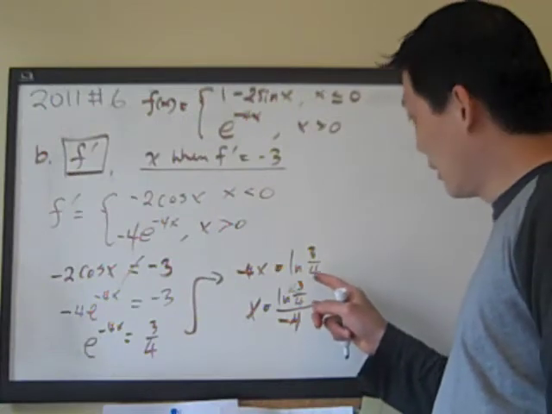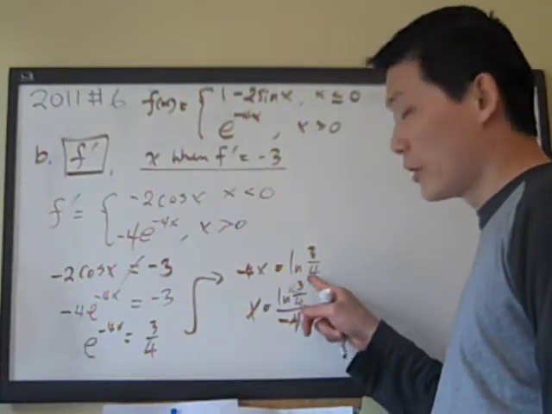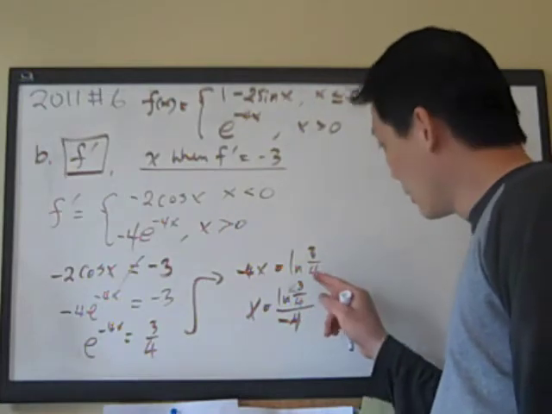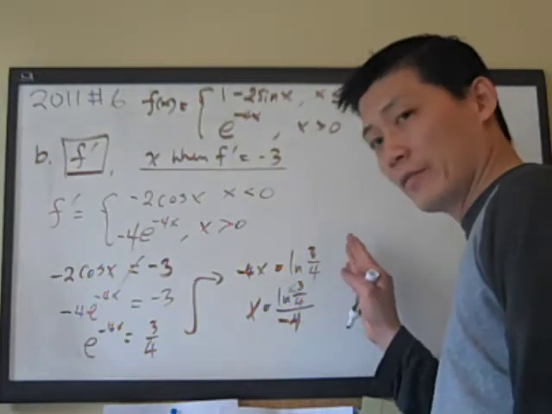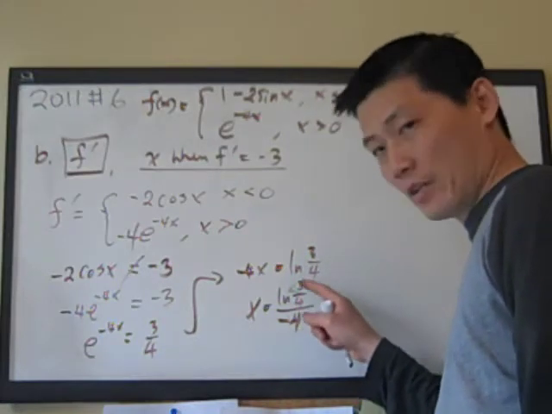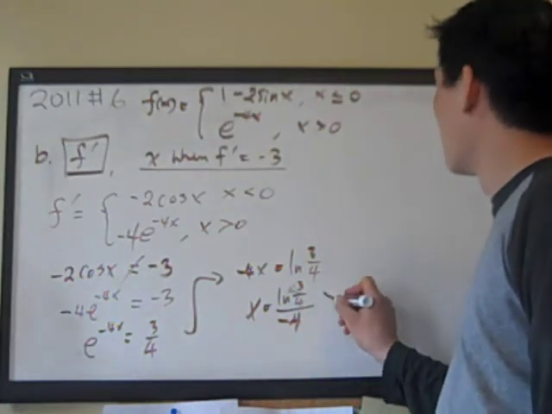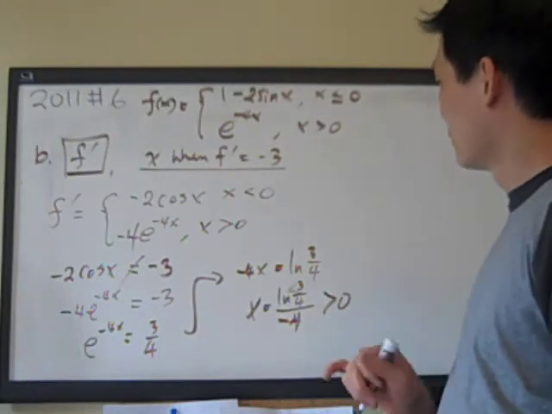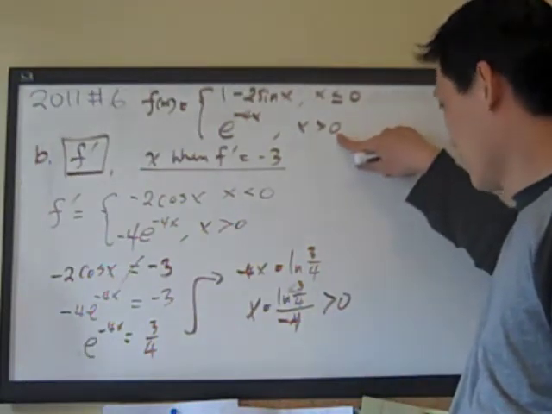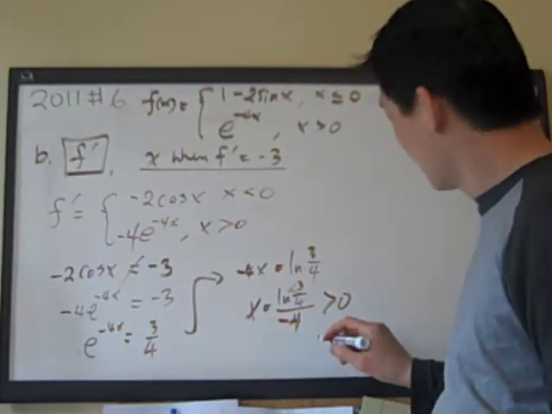And ln 3/4, we know that ln 1 is equal to 0, so ln 3/4 is less than 0. 3/4 is less than 1, so ln of anything less than 1 is going to give you a negative value. Negative over negative is always going to be bigger than 0. Makes sense. It fits into this domain.